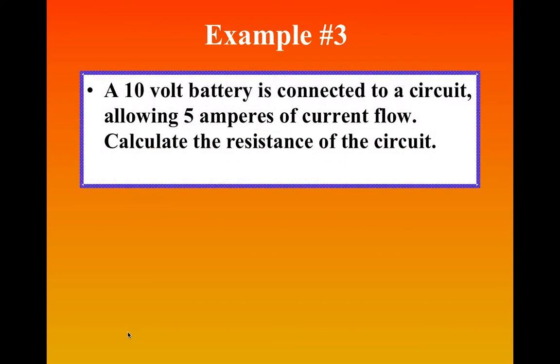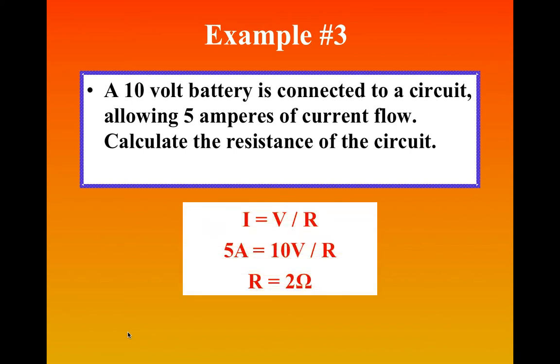Our last example, we have a 10-volt battery connected to a circuit, allowing for 5 amperes of current flow. Calculate the resistance of the circuit. 10 volts is our V, 5 amperes is I, and we're looking for R. I equals V over R. 5 amps is equal to 10 volts over R. 5 amps over 1, cross multiply, divide, and we end up with 2 ohms.